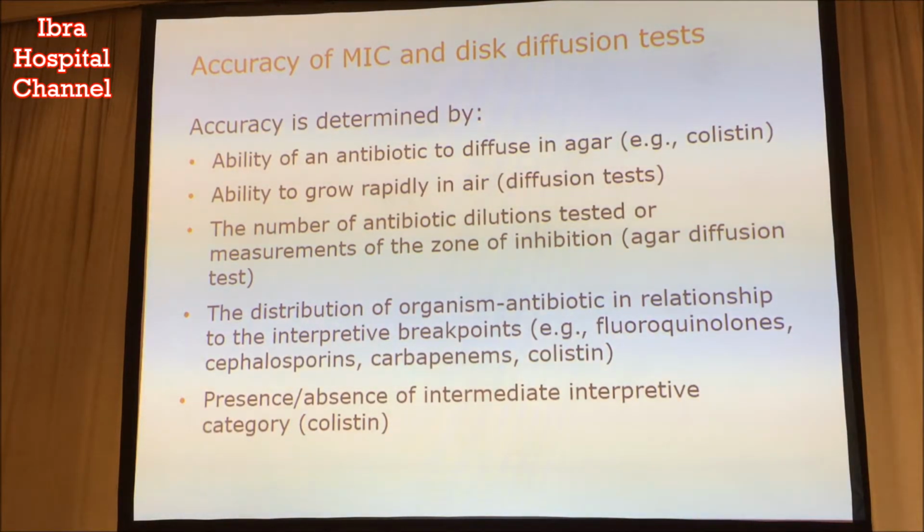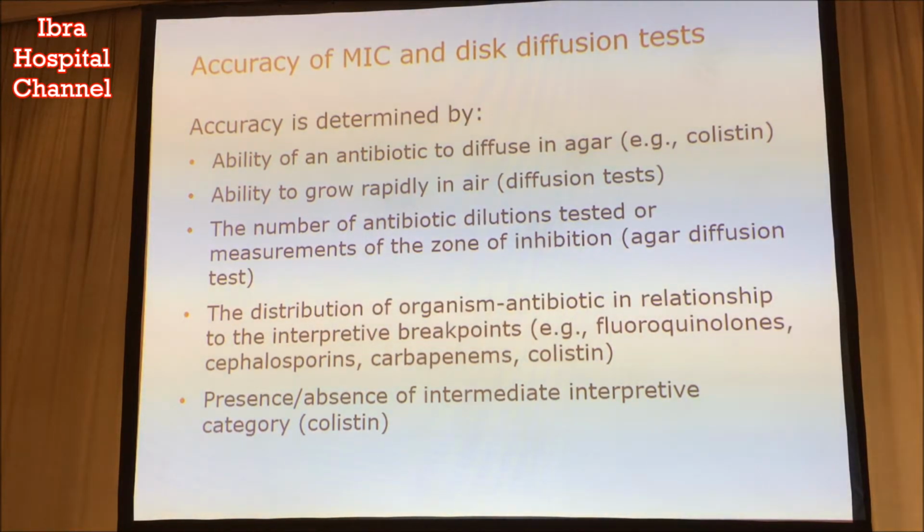If we look at the accuracy of the MIC and the disc test, that accuracy is determined by the ability of the antibiotic to diffuse through agar. I'll give an example of colistin, which doesn't diffuse in agar, so you can't do disc diffusion for colistin. Another factor is the ability of the organism to grow rapidly in air. So if it's a slow-growing organism or an anaerobic organism, you can't perform disc diffusion tests. And I say disc diffusion, but it also includes gradient diffusion tests like an E-test. An E-test cannot be performed accurately for a slow-growing organism or an anaerobic organism.